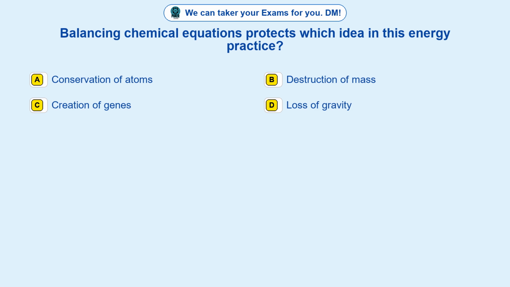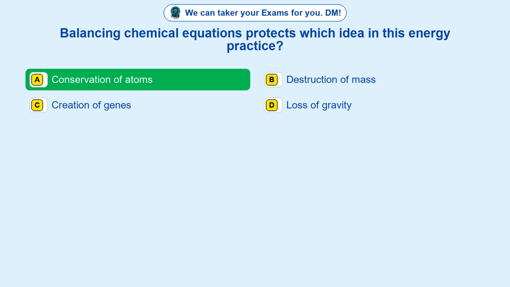Question 39. Balancing chemical equations protects which idea in this energy practice? Option A, conservation of atoms. Option B, destruction of mass. Option C, creation of genes. Option D, loss of gravity. The correct answer is option A, conservation of atoms.